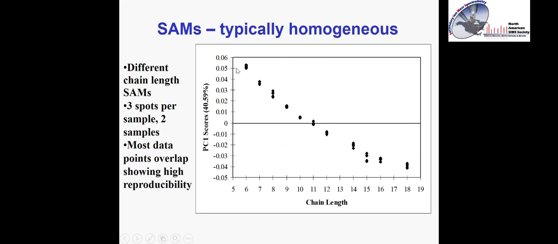And you can see on the scores axis, most of these spots from each sample overlap quite nicely, showing that these spectra are mostly reproducible, and we get a very tight grouping.